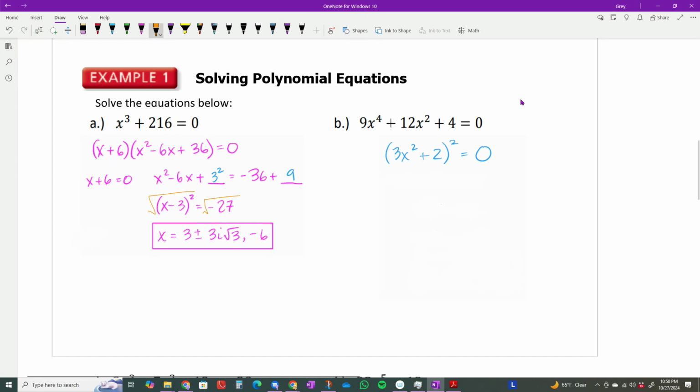Okay? Then we take the square root of both sides. Square root of the left side is 3x squared plus 2. Square root of the right side is 0. Square root of 0 is 0. So then I'm going to subtract 2. And I don't want to take the square root until I get rid of that 3. So x squared equals negative 2/3.